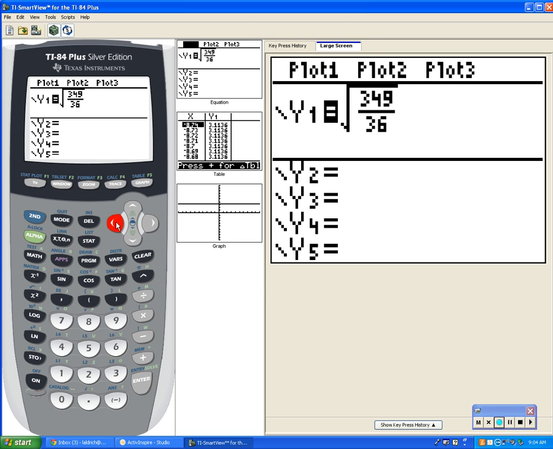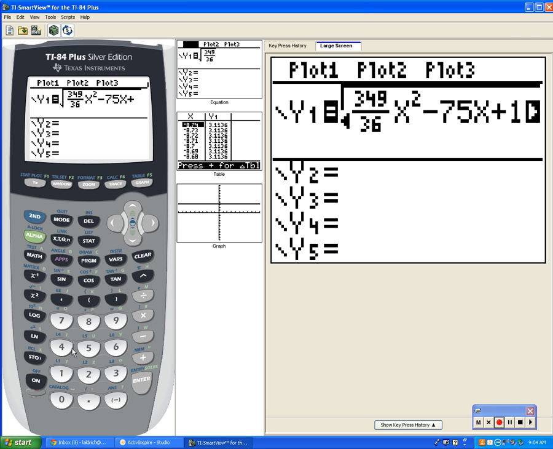Oh, you're outside of the square. Oh, I am outside the square root. Okay, so got to stay under the square root. X squared. What's next? Minus 75 T or X, plus 181. Okay.